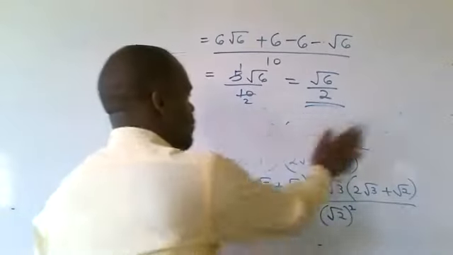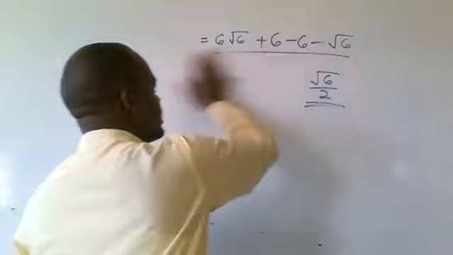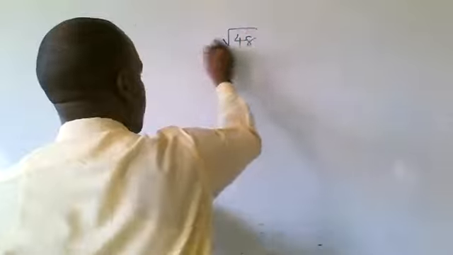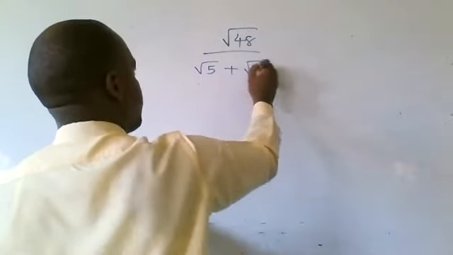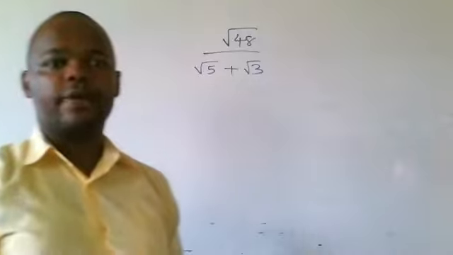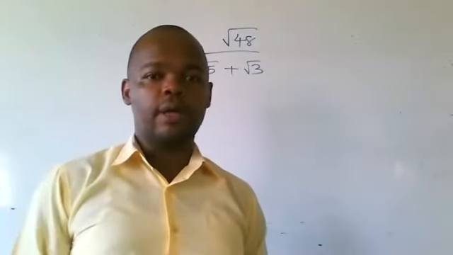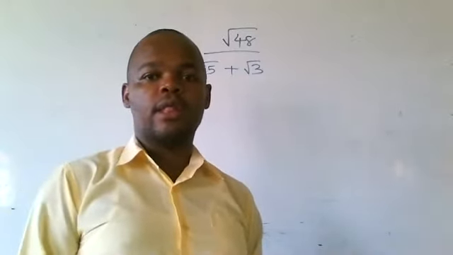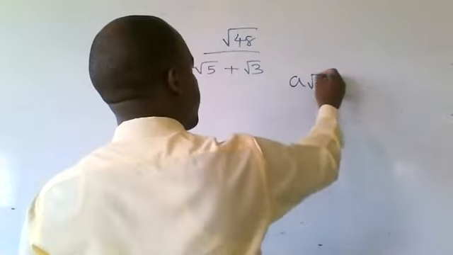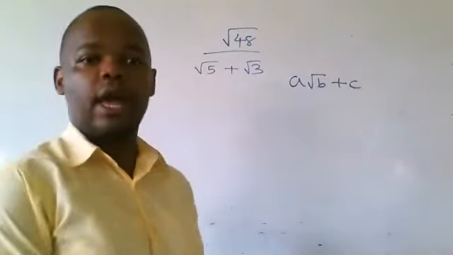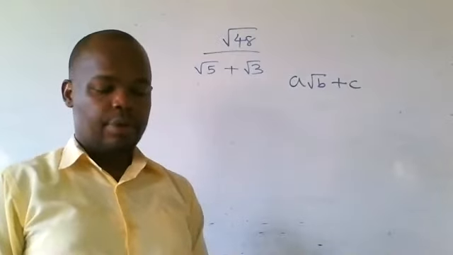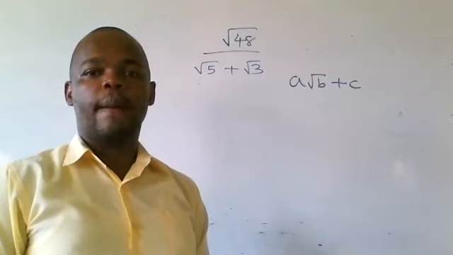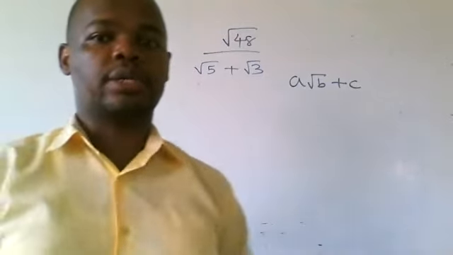Then the other one is: simplify the expression square root of 48 over square root of 5 plus square root of 3, leaving your answer in the form a square root of b plus c, where a, b, and c are integers.